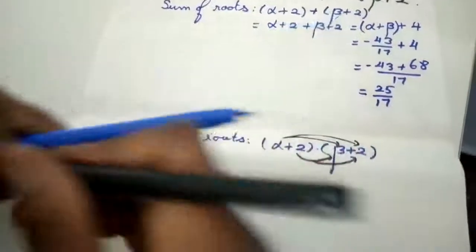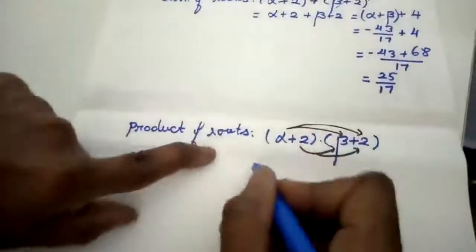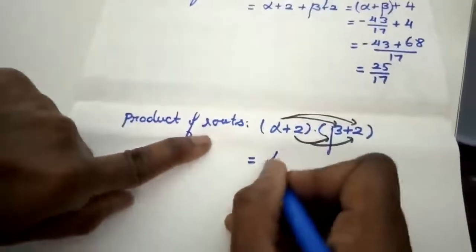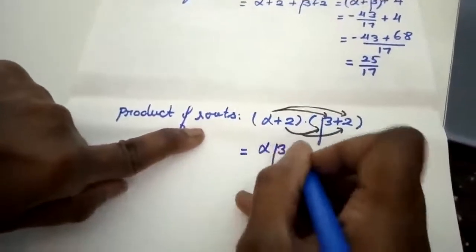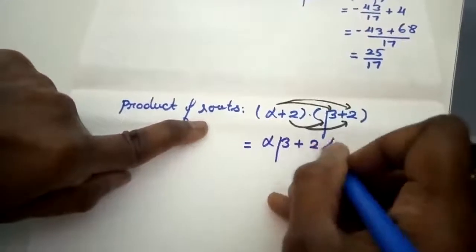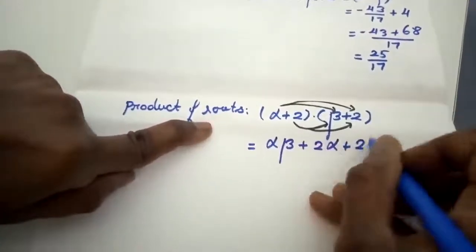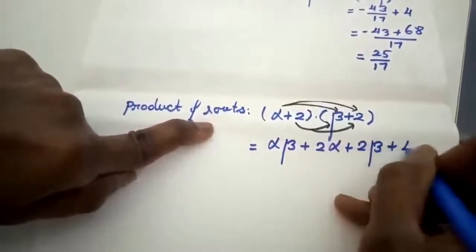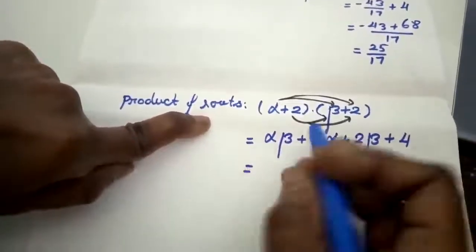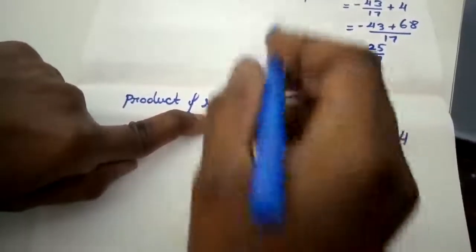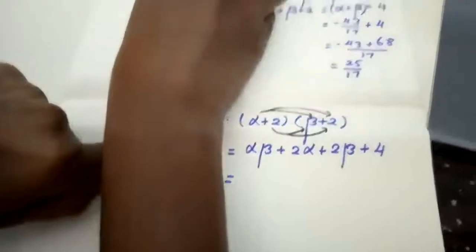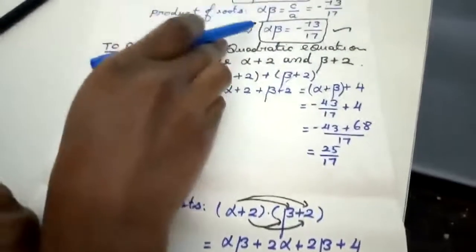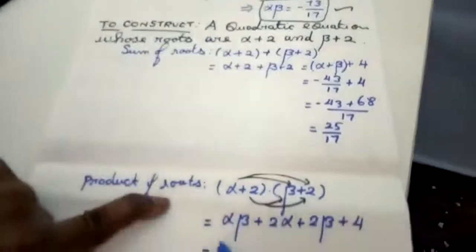Just see here, I am going to do the calculation in this way. That is alpha into beta plus 2 alpha plus 2 beta plus 4. So what is the value I am going to get here? Alpha into beta, I know the answer: minus 73 by 17, students. For alpha into beta, I am going to write the value directly here.